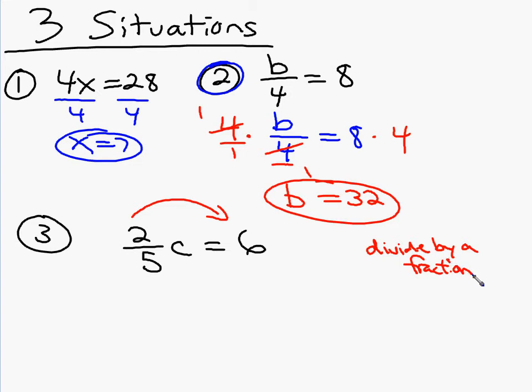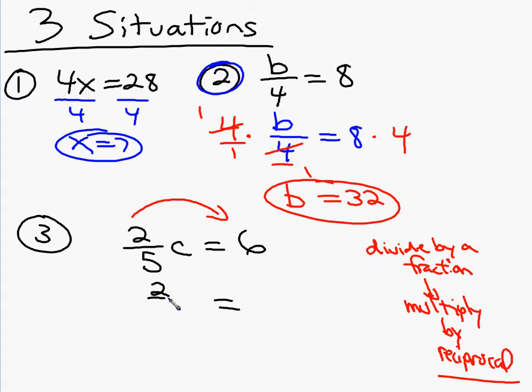When you divide by a fraction, you multiply by the reciprocal. In other words, we flip the fraction and multiply. So to tackle situation 3, let's come down on another line. Let's put a new equal sign, and let's recopy the problem. To do situation 3, I am going to multiply both sides by the reciprocal of 2/5. 5/2 times both sides. And you're going to see why that works.